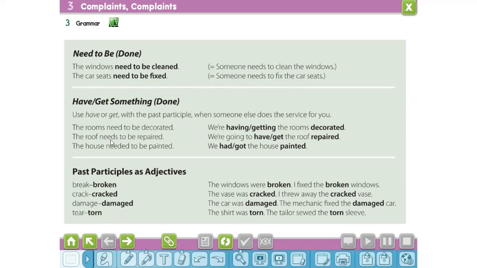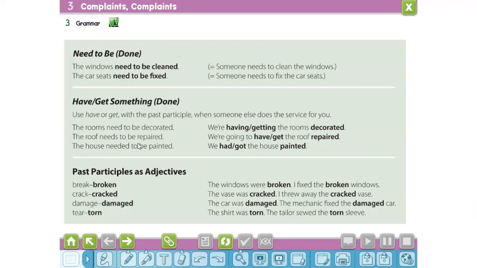Let's move to have or get something done. When somebody else does the service for you, we use the phrase have or get something plus verb 3. So we use have or get with the past participle when someone else does the service for you. Let's see some examples. The rooms need to be decorated, so we are getting the rooms decorated. That's causative have or causative get. You ask someone else to do the service for you.